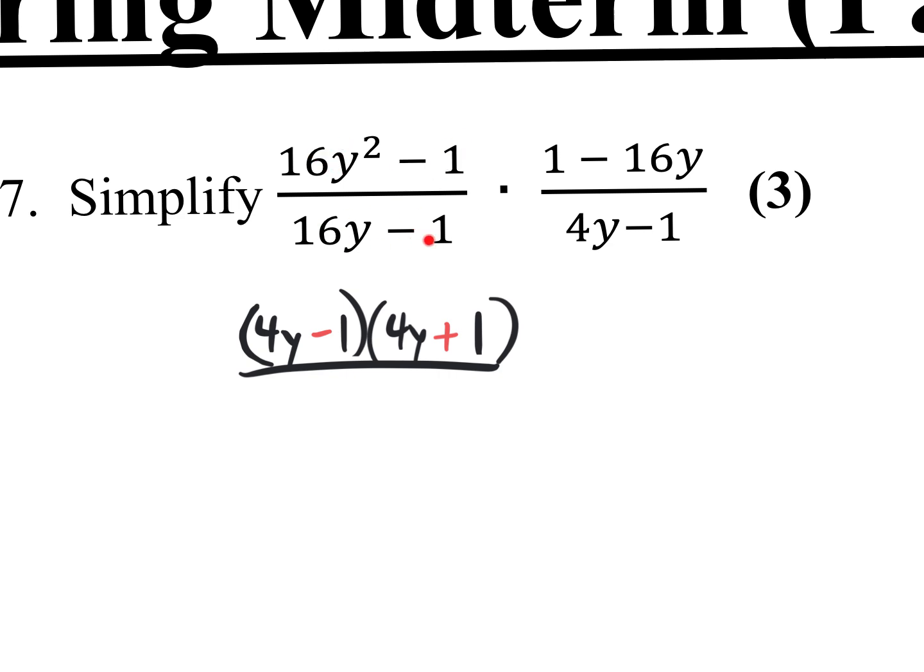Now, how about this denominator of the first fraction? Is there anything to factor it? The answer is no. There is no GCF, there's nothing to do, so I'm just going to rewrite it: 16y minus 1. We have multiplication, we have the other fraction. Up here, is there anything to factor? No, but then again, look, it's out of order. We usually have our y term first and our constant at the end. So we need this y term to be first.